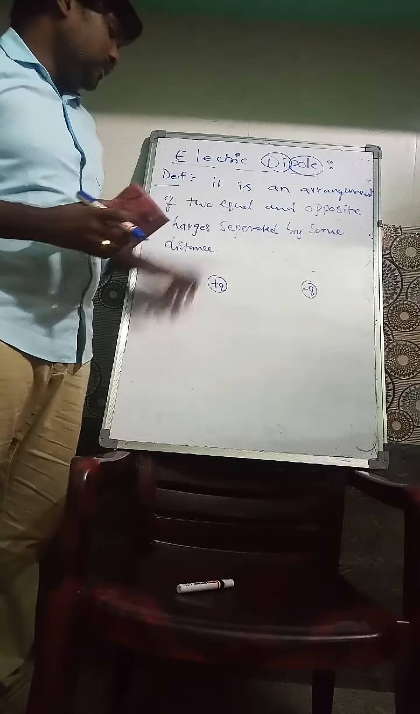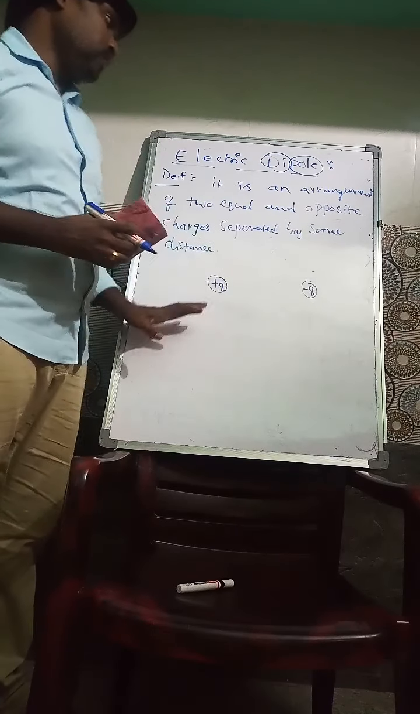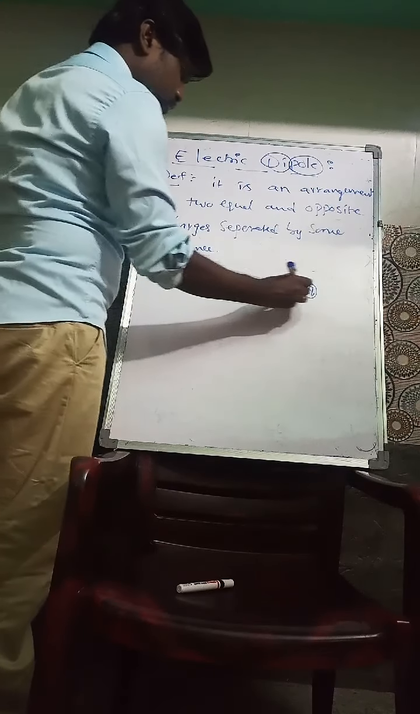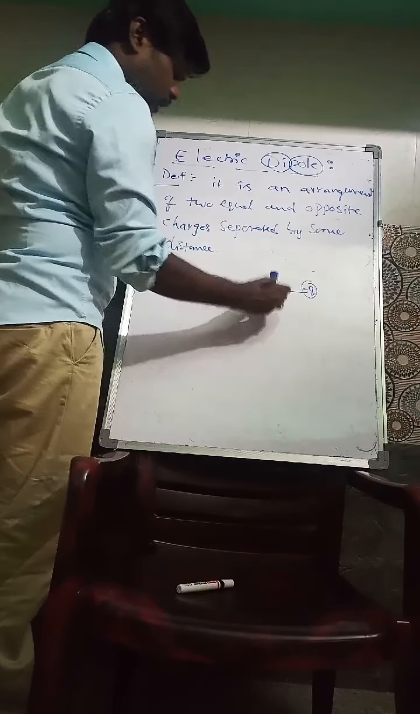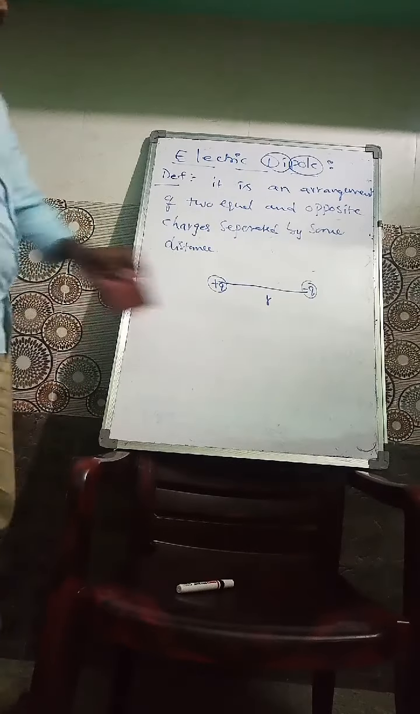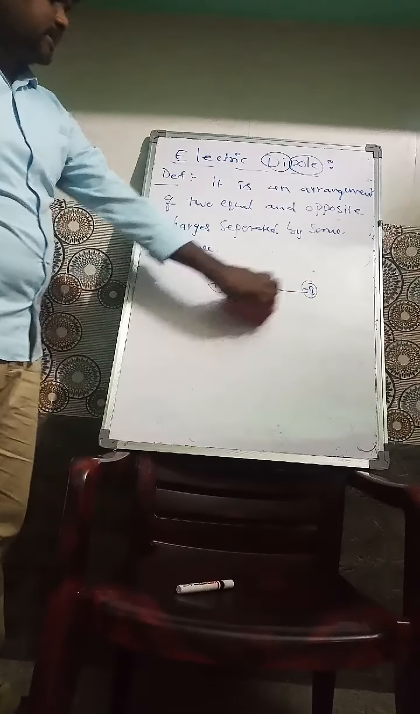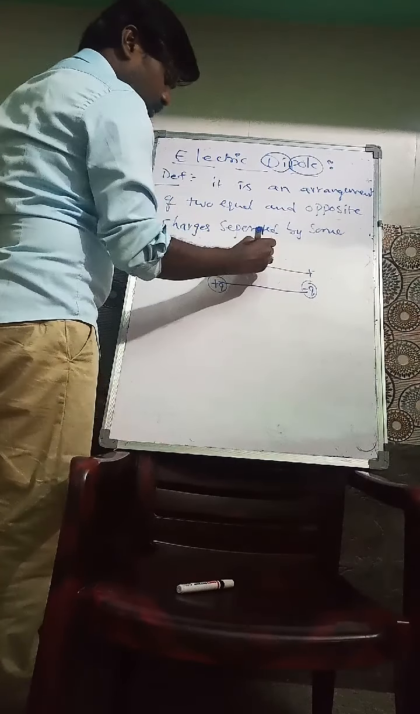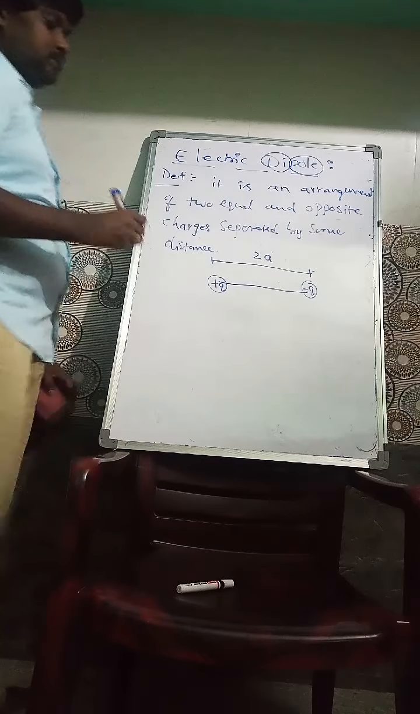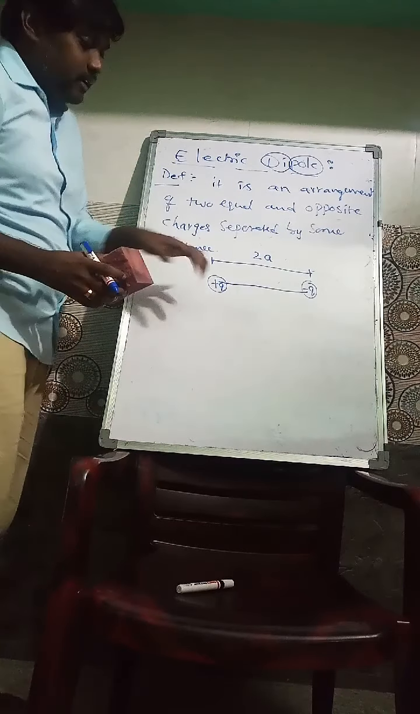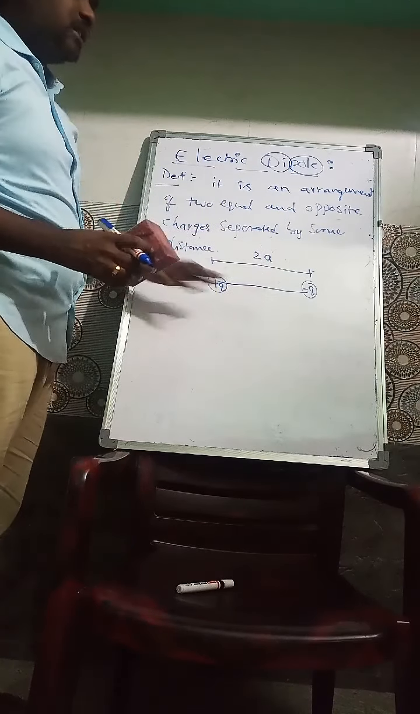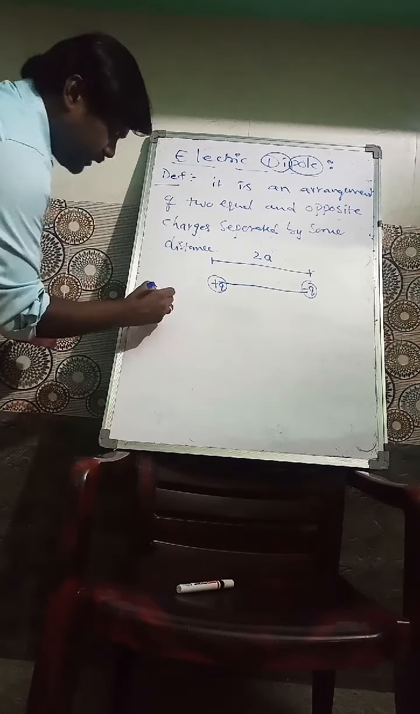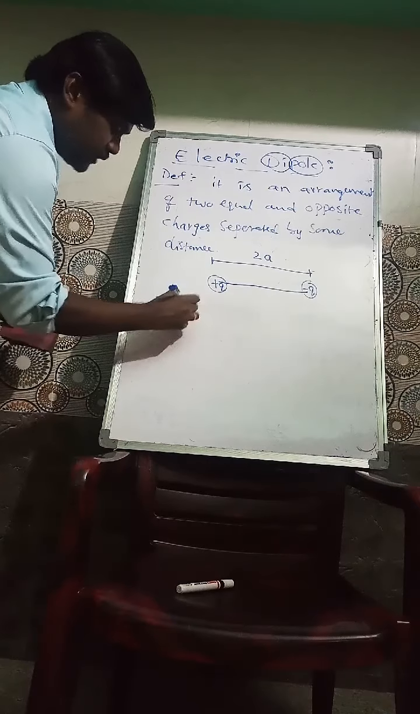It is an arrangement of two equal and opposite charges, plus q and minus q, separated by some distance, which we call 2a. Why I have taken 2a instead of simply a, I will explain later.